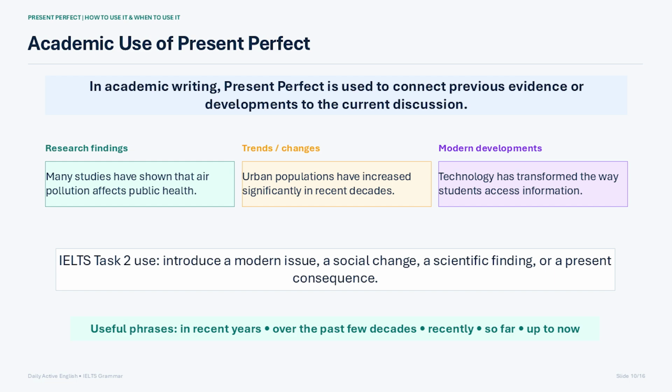Another example. Technology has transformed the way students access information. This is an academic-style sentence because it discusses a broad development. In IELTS Writing Task 2, the present perfect is useful when you want to talk about modern changes, social trends, scientific findings, and ongoing problems.